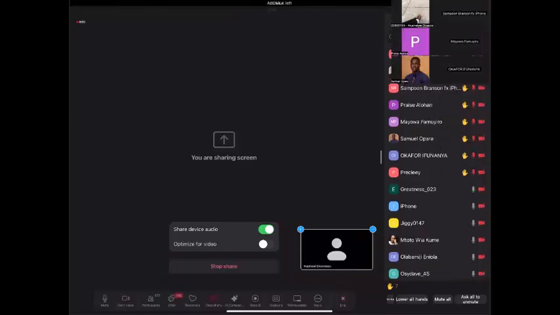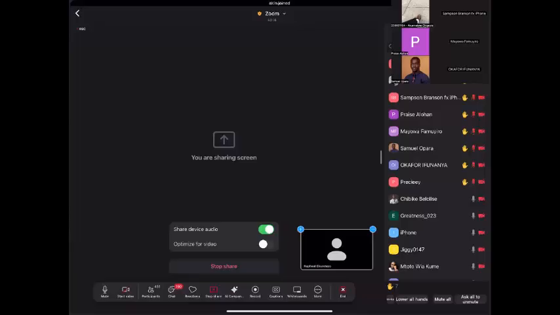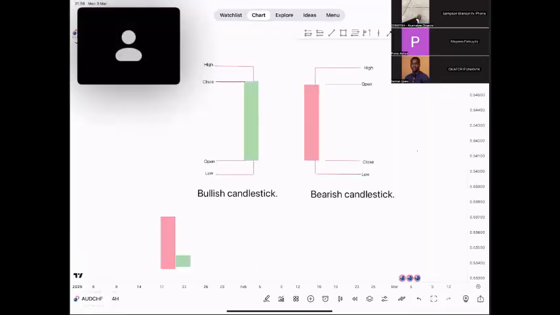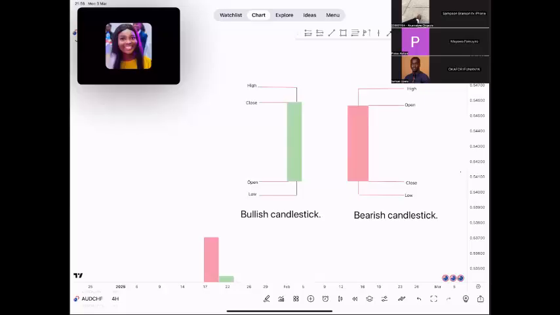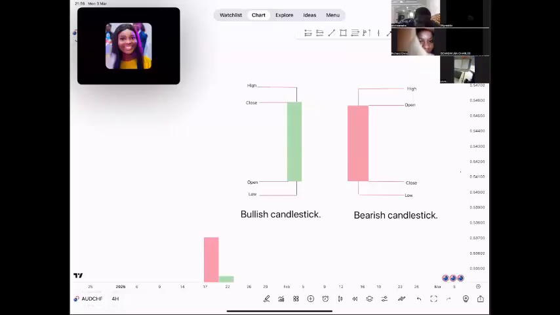Okay, so this is a bullish candlestick, and this is the bearish candlestick. If you set up your TradingView account, I think you will be seeing green candlesticks and red candlesticks on your charts. Do you understand? You see those that are green, that have green inside of them, they are candlesticks.